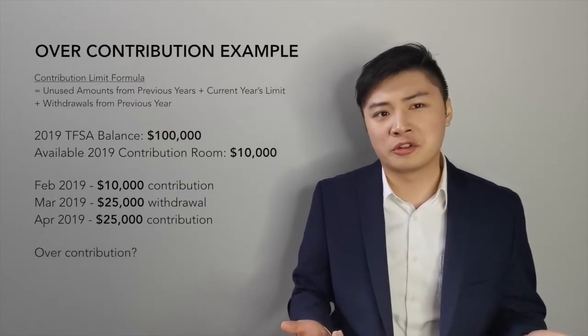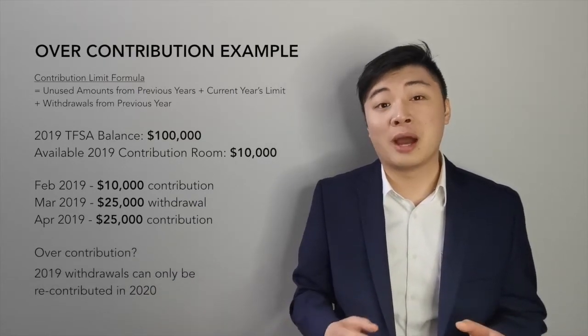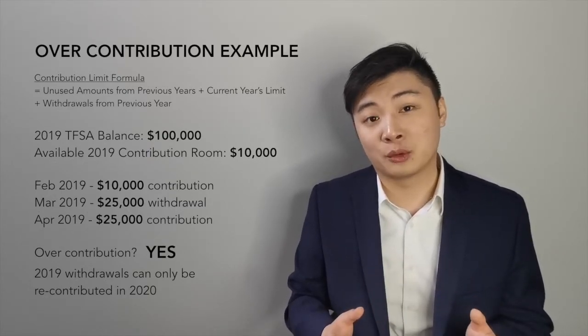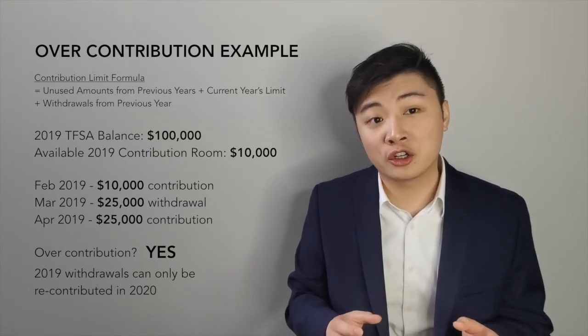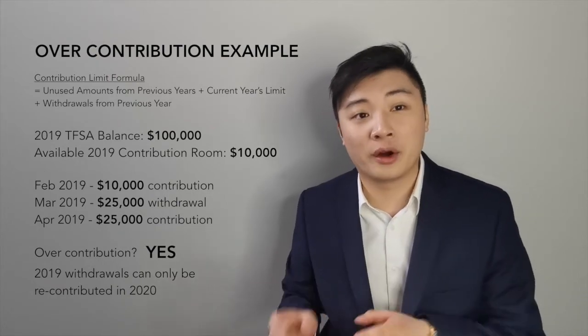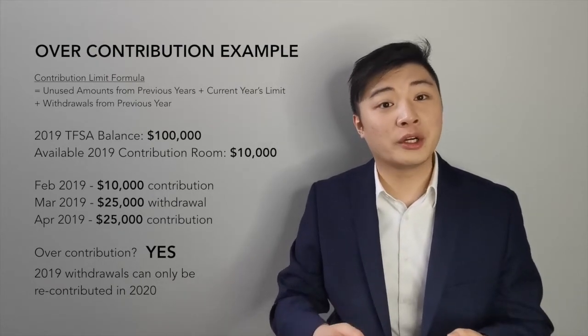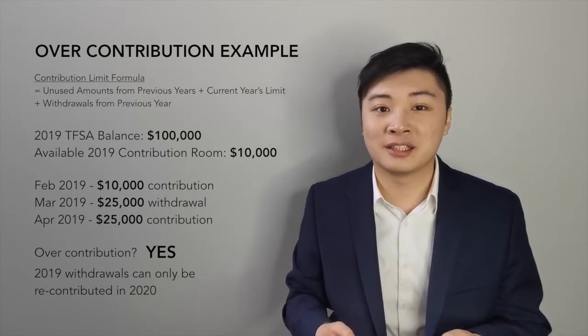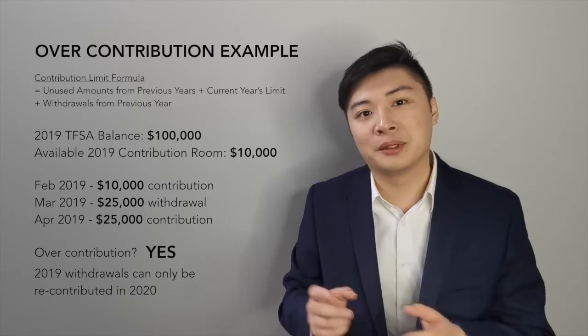So do you have an overcontribution in 2019? You actually do. Since you withdrew the amounts in March of 2019, you can only recontribute those same amounts in 2020. So make sure when you withdraw from your TFSA, you don't recontribute that same withdrawal amount because it's not going to be in that year's limit, but the years after.